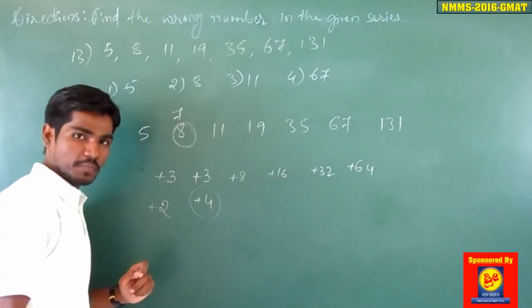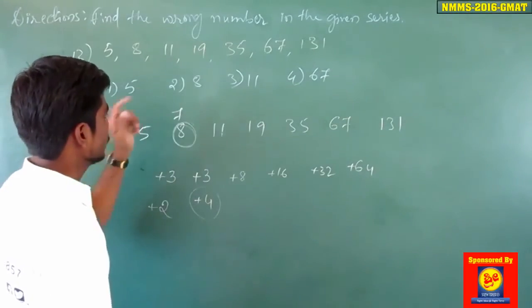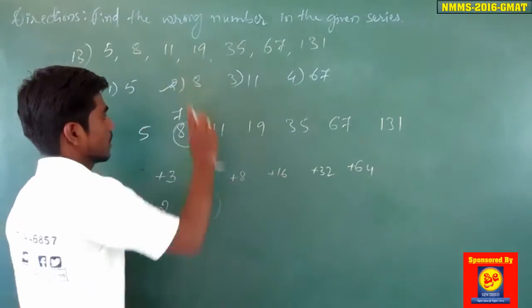Now let us check the given options. The first option is 5, second is 8. The option 2 is the right one.